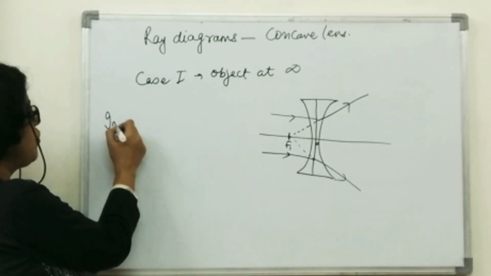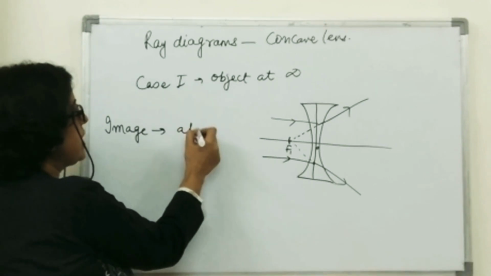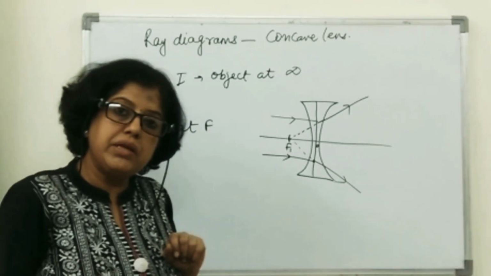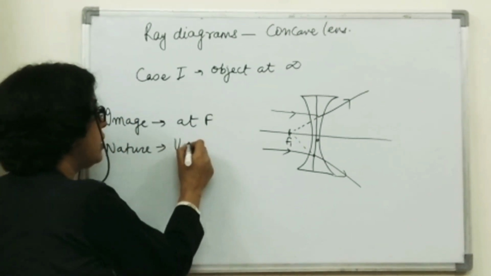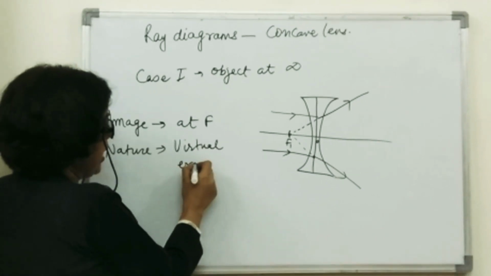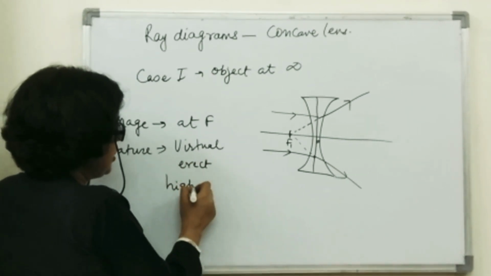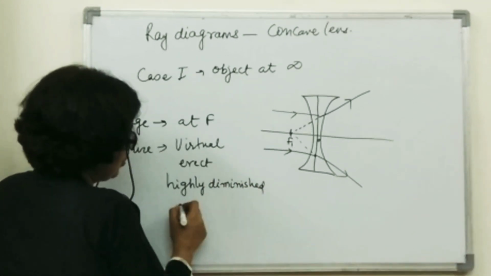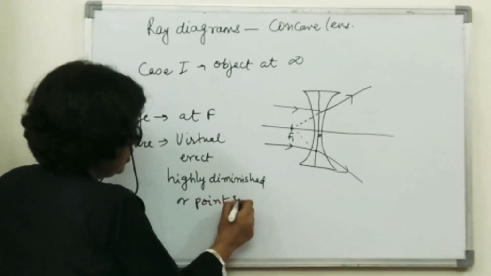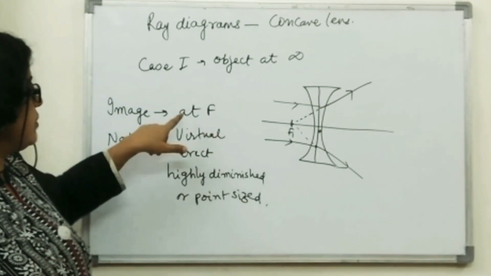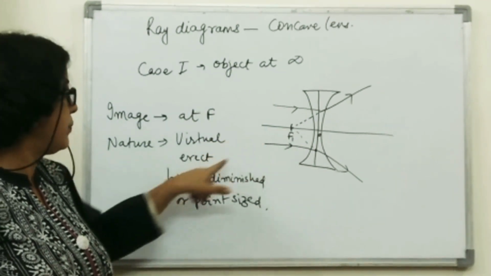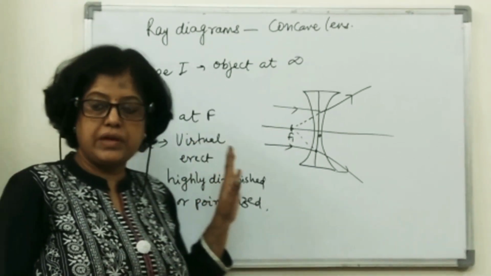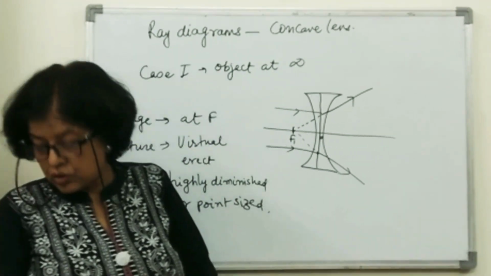So where is the image being formed? So image is formed, we can say, at F. And what is the nature of the image? Obviously the rays are not actually meeting to form the image. So the image is virtual and it will be erect, and the image is highly diminished. In case of a concave lens, highly diminished, or we can also call it point sized. Fine. So if the object is at infinity, image is at focus F1, it is virtual because the rays are not actually meeting, erect and highly diminished. Fine. And so this is case 1.